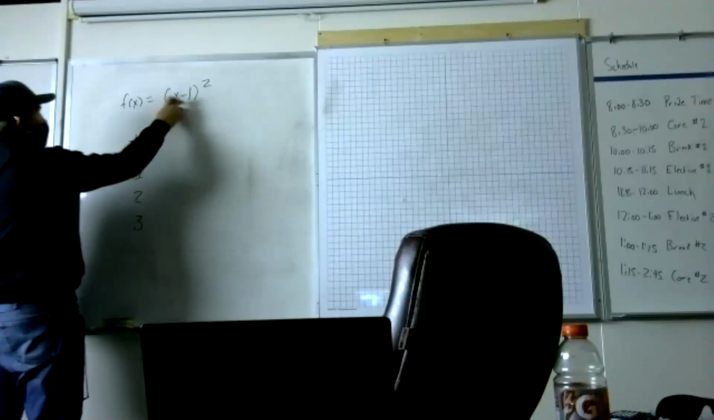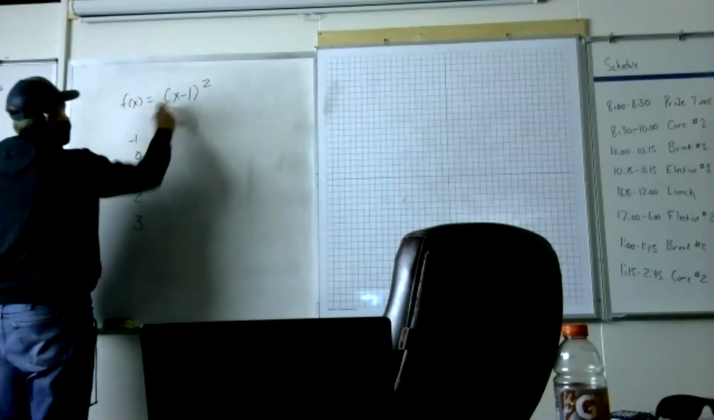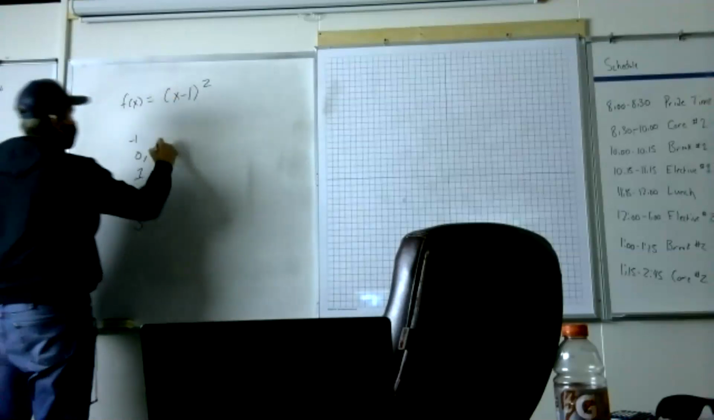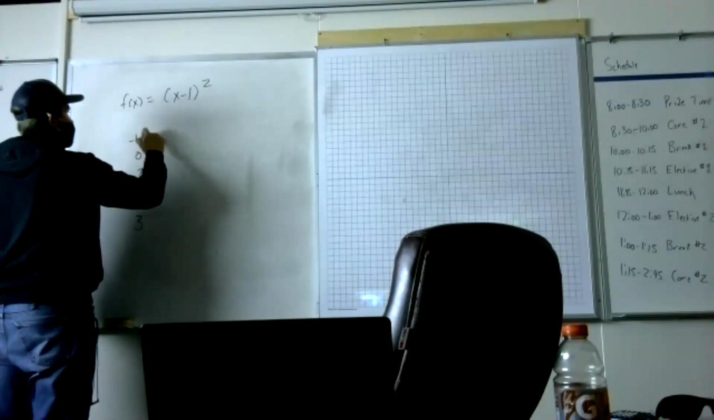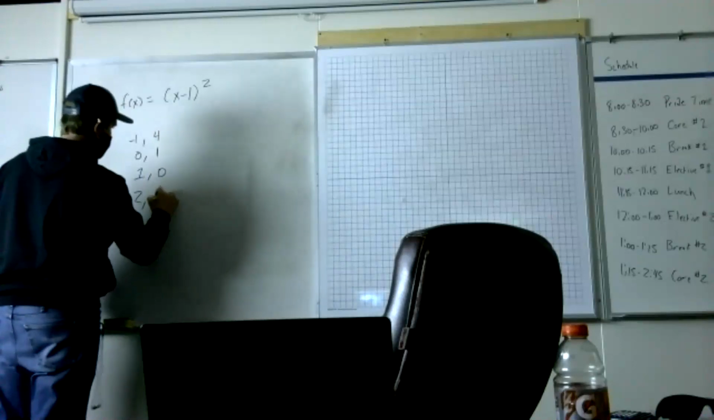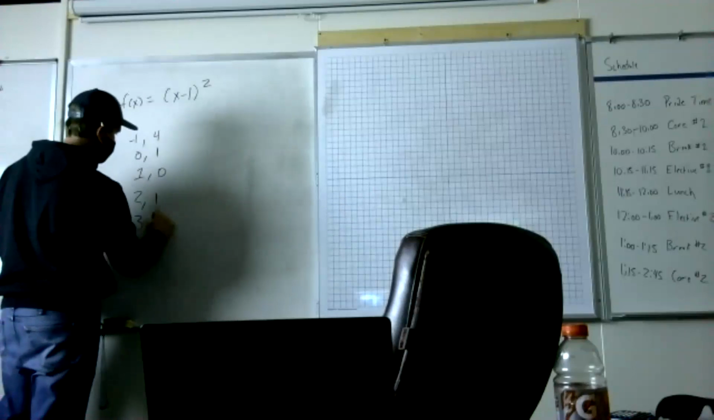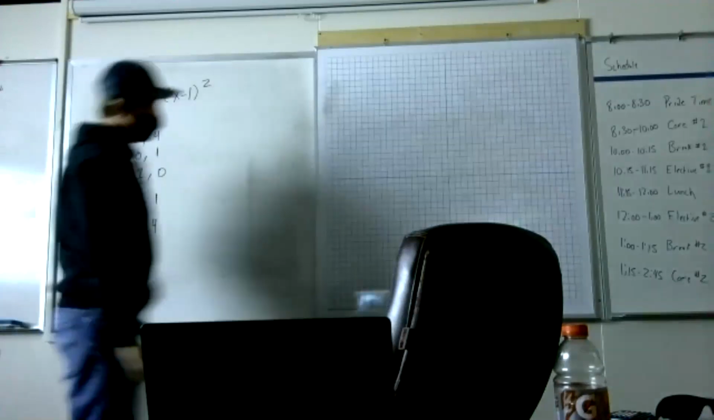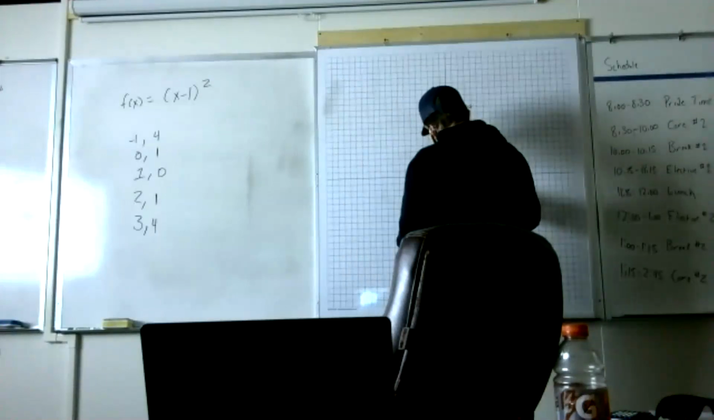Okay, 1 minus 1 is 0, squared is 0. 0 minus 1 is negative 1, squared is 1. Negative 1, that's negative 2, squared is 4. 2 minus 1 is 1, squared is 1. 3 minus 1 is 2, squared is 4. So I'm right there.